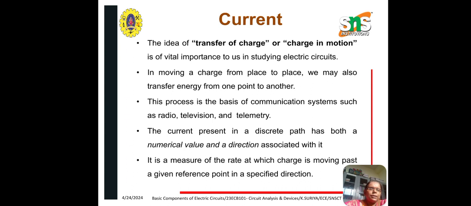So next one is current. Current is nothing but movement of charges. We can also say it is a transfer of charge or charge in motion. Current is very important in analysis of electric circuits. In moving a charge from place to place, we may also transfer energy from one point to another. This process is the basis of communication systems like radio, television and telemetry. The current present in a discrete part has both a numerical value and a direction associated with it. It is also the measure of the rate at which the charge is moving.